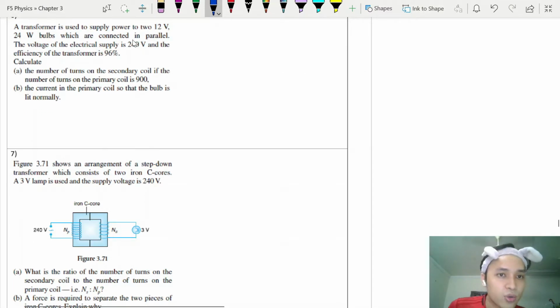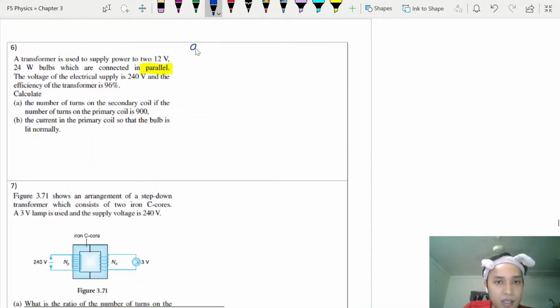A transformer is used to supply two 12V bulbs connected in parallel. So remember, if it's parallel, you have the same voltage. Doesn't matter how many bulbs you have. Parallel, the voltage is the same, so it remains as 12 volts. The voltage of the electrical supply is 240 volts and the efficiency is 96%. First we calculate the number of turns in the secondary coil.